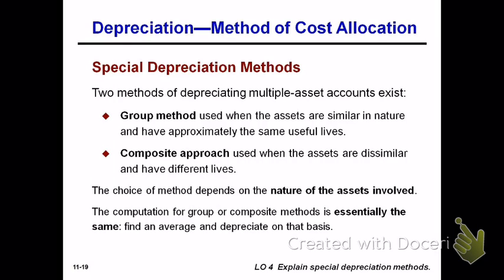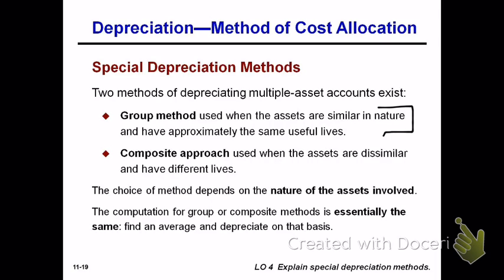This is the second of 5 recordings for Chapter 11, so we're going to talk about special depreciation methods. We have the group method and the composite approach, and they both are similar. They're applying straight line to either a group of assets that are similar in nature, or, with the composite approach, to a group of assets that are dissimilar and have different lives. Which method you use depends on what the assets are that you have.